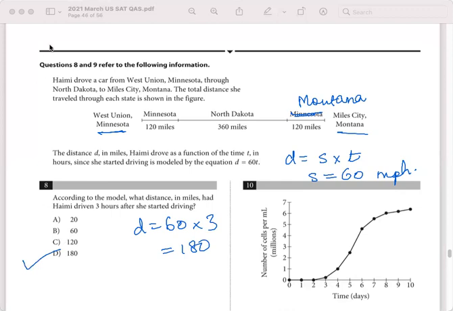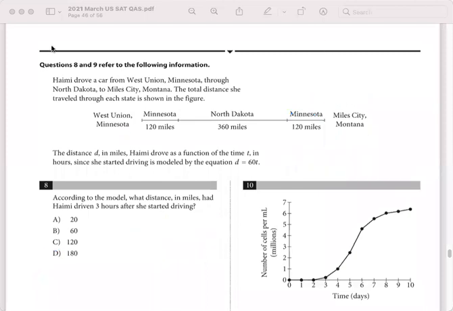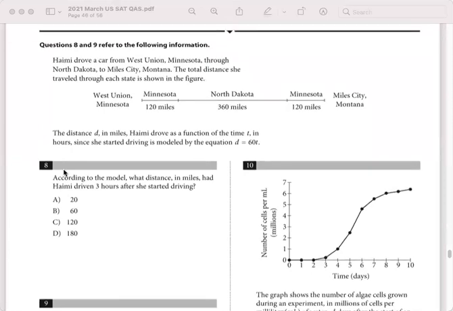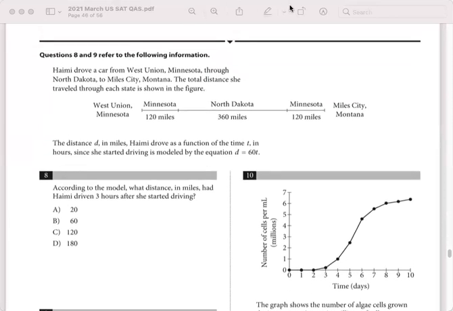And actually, let's clear this first. What's the next question? What interval represents all values of time during which Jaime drove in North Dakota? Right, so we can see that this is 120 miles. So she spent 2 hours here, right? This is 360 miles. So she spent 6 hours here. And this is Montana, where she again spent 2 hours, right?